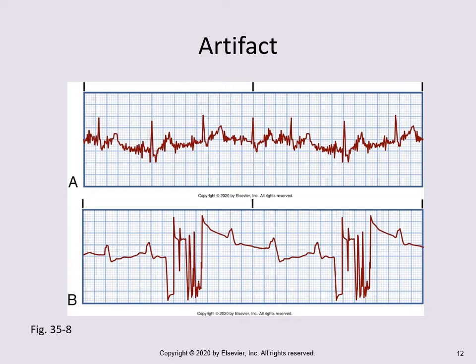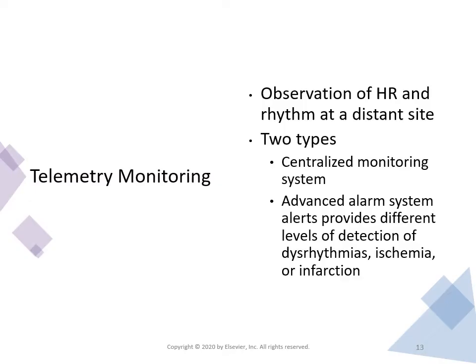One of the things that can contribute to artifacts is poor connection between the electrode and the skin. Some of the things we can do to improve the connection is clip excessive hair on the chest wall, gently rub the skin with a dry gauze, creating a little friction area. We may need to use alcohol for oily skin, and then we can apply the electrode pad after we've done these steps.